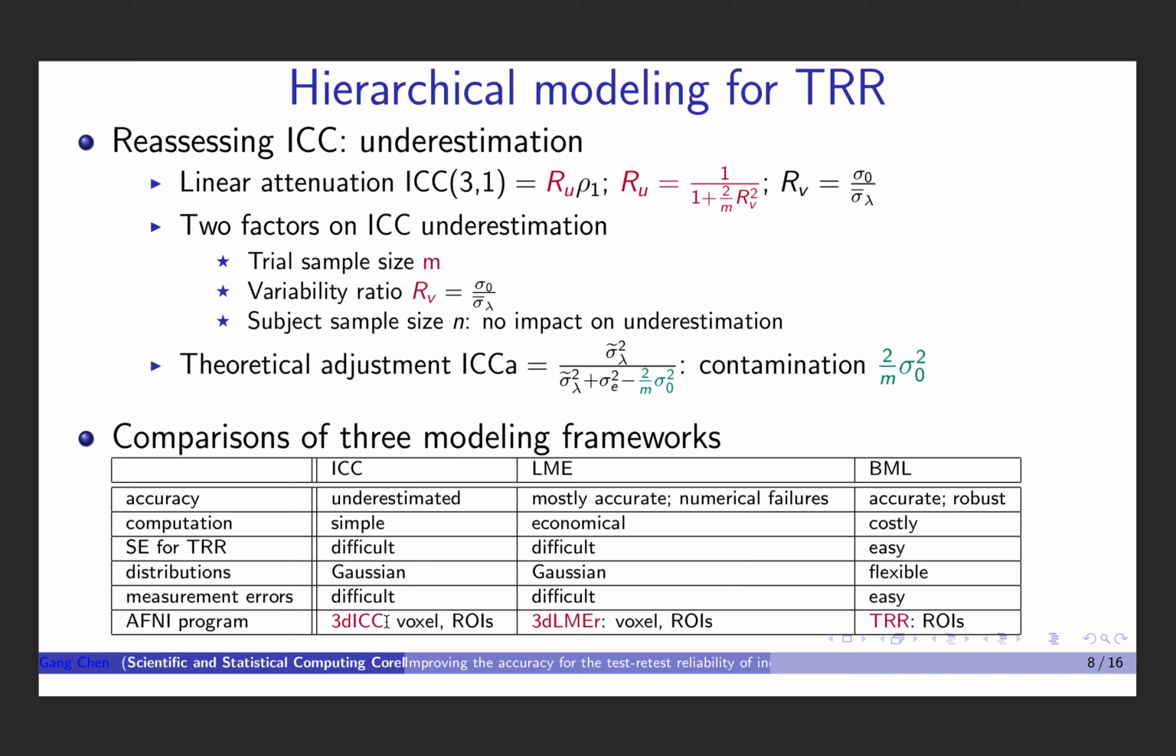So there's a program for voxel-wise analysis and also for ROI-wise analysis in AFNI, 3dICC. That has been around for several years.